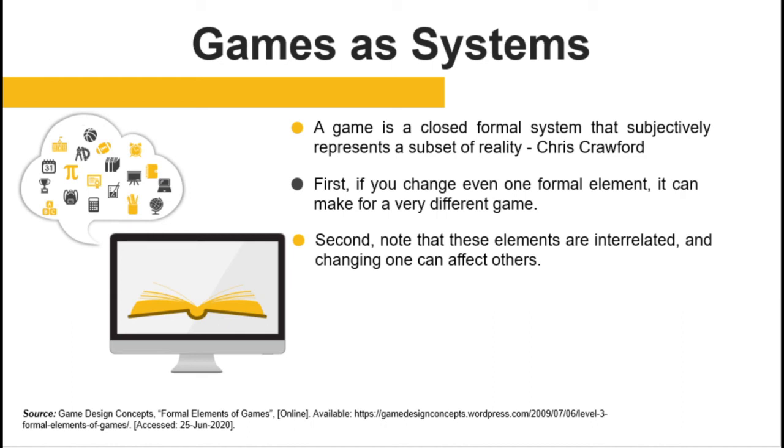Rules govern changes in game state. Information can sometimes become a resource. Sequencing can lead to different kinds of players' interaction. Changing the number of players can affect what kinds of objectives can be defined, and so on.